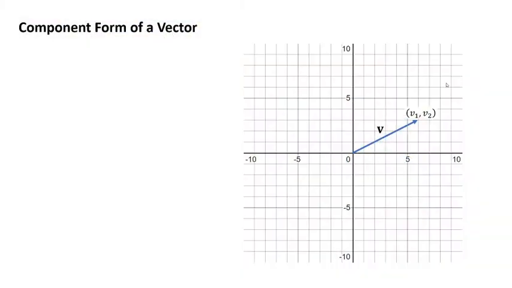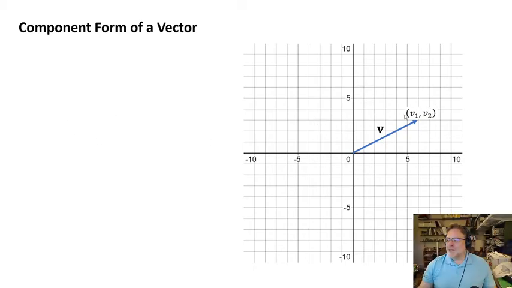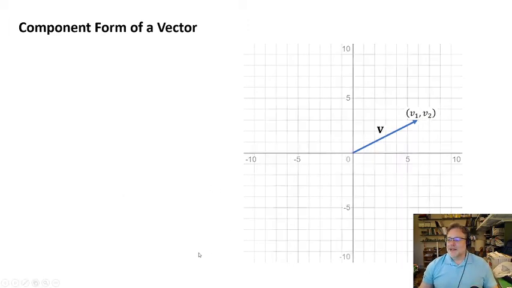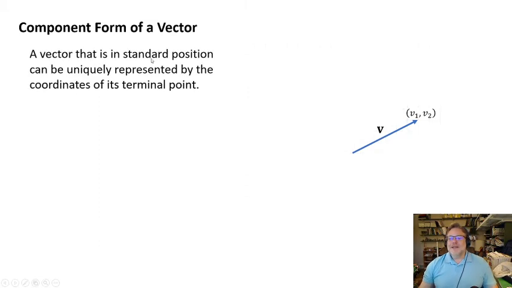The component form of a vector can be described as two components, just like I did with the quarter on the textbook: V1 and V2. This thing is diagonal, so it has components in two different dimensions. Let's explore how we calculate that and how we can work with it. A vector that is in standard position, coming out of the origin, can be uniquely represented by the coordinates of its terminal point, because the initial point is 0, 0, so it's really just its terminal point that defines the vector itself. So V1 and V2 are the coordinates of this point.